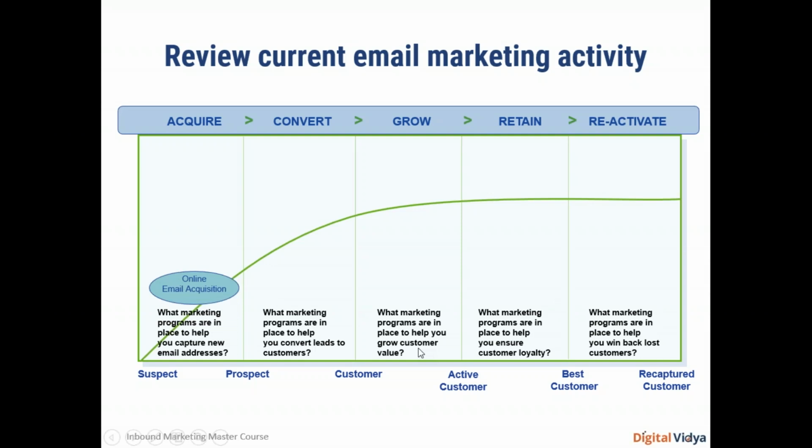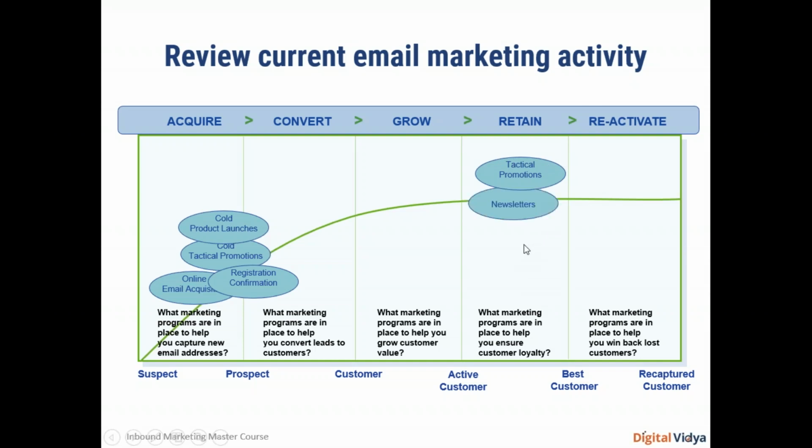Now start mapping your existing campaigns. So these are the campaigns which you are already doing. You may be sending email acquisition campaigns. You may be sending them registration confirmation when they are registering. Whenever you have some product to promote, you're sending them product launch emails. For your existing customers, you are sending them promotional messages whenever you have something, newsletters, product launches, right? So these are existing campaigns.